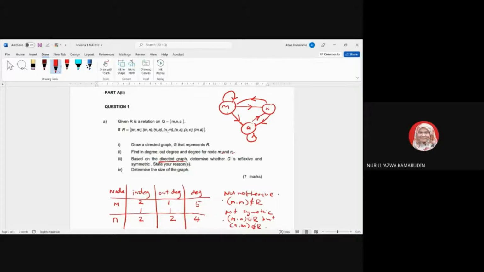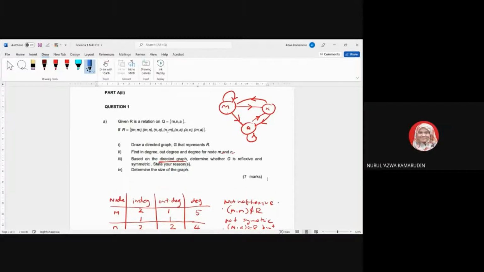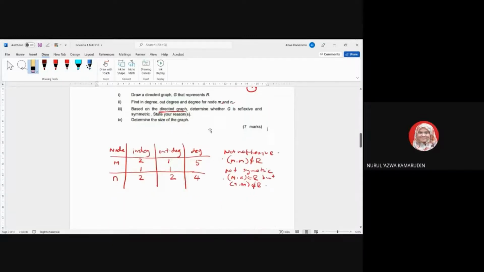Jadi you punya reasoning mesti ikut syarat untuk directed graph. Okay, so you kena beritahu apa, kena ada looping. Kalau reflexive kena ada looping. Okay, and then kalau symmetric tu, you kena beritahu yang dia mesti ada arrow patah balik tu. Itu that will be more precise. Okay, jadinya the correct way. Kalau you beritahu ni kurang tepat lah. Okay, so you kena tukar you punya jawapan tu.